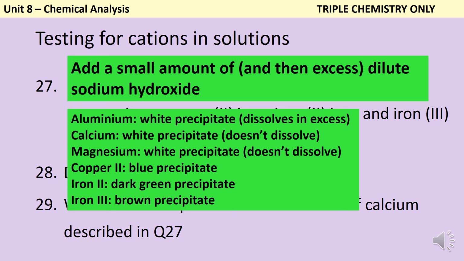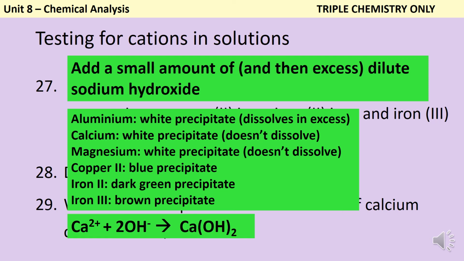But then to tell the difference between the calcium and magnesium ions, we'd need a further test, probably a flame test, where the calcium ions would give us that nice brick red flame, but the magnesium ions wouldn't. Copper 2 ions form a blue precipitate, iron 2 ions form a dark green precipitate, and iron 3 ions will form a brown precipitate. And remember, when we say precipitate, we're talking about a solid that's being formed out of the liquids, so basically it's going to go coloured and chunky.